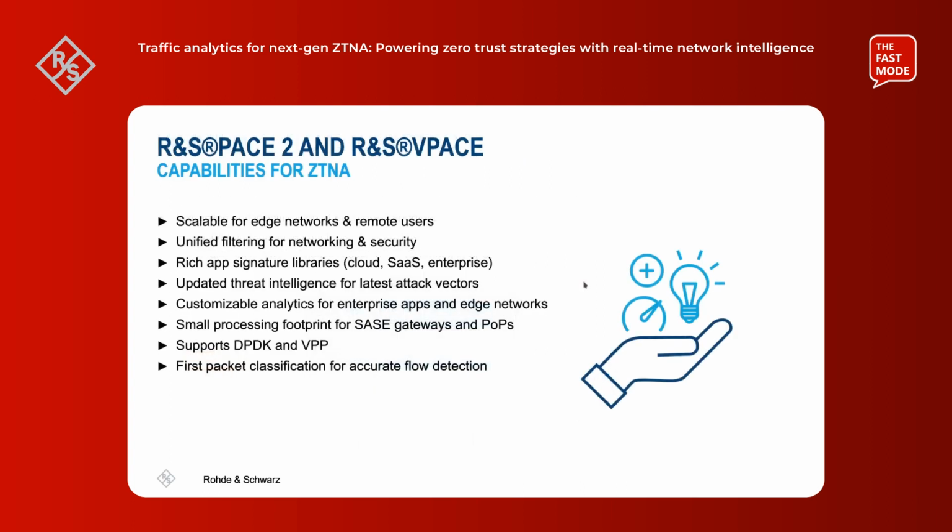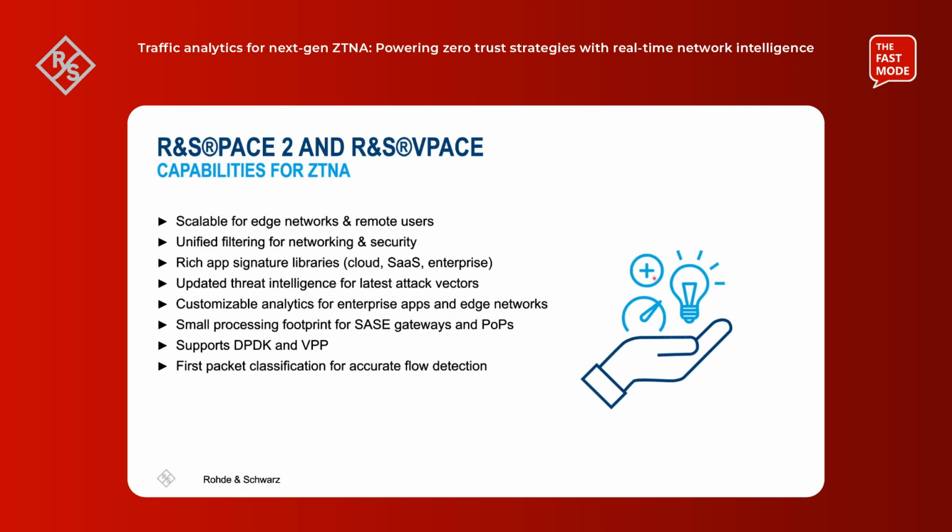Summing up, both DPI engines, R&S PACE2 and vPACE, will augment ZTNA offerings. It's highly scalable, provides threat intelligence, and comes with a rich application signature set for ZTNA critical categories. Our small processing footprint and support for high-efficiency packet frameworks such as DPDK and BPF allow for highest throughputs. Additionally, first packet classification enables real-time and instant policy decisions.